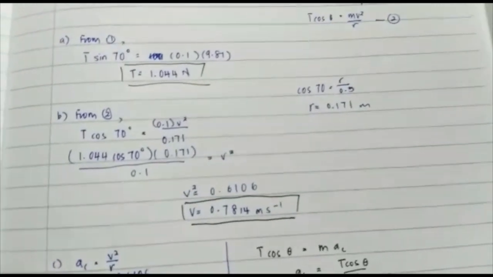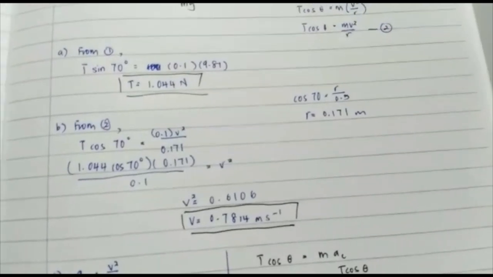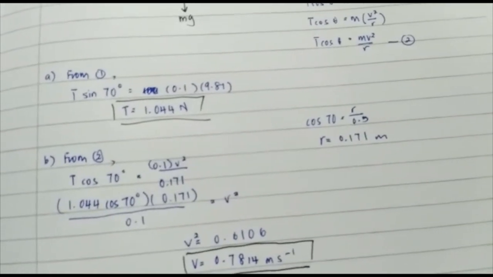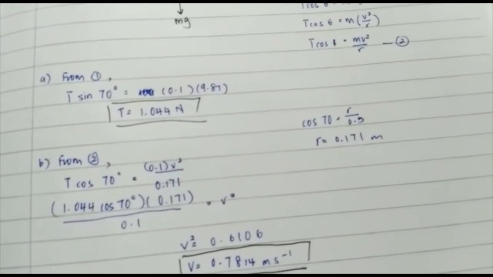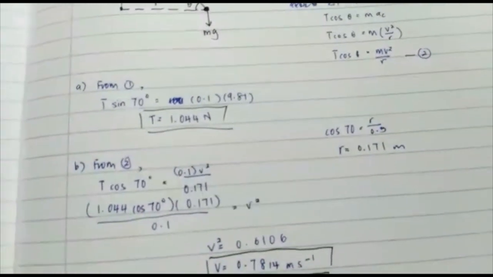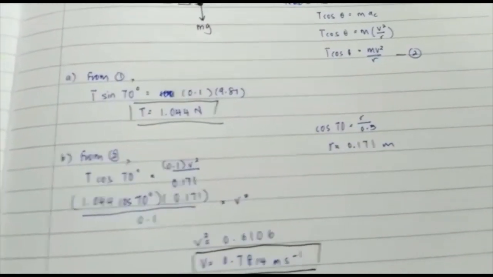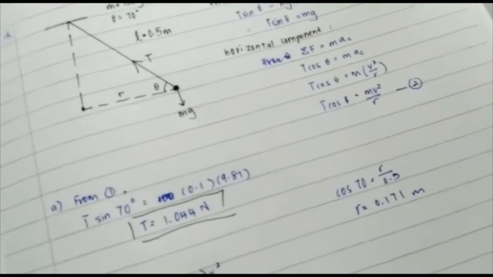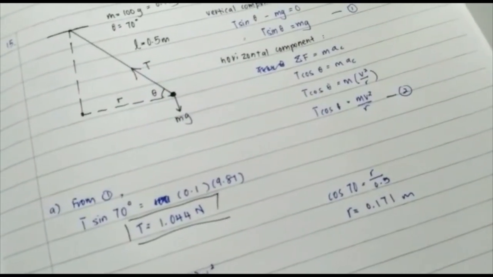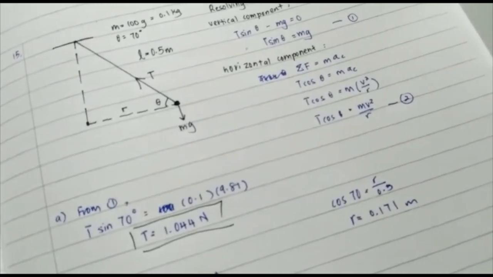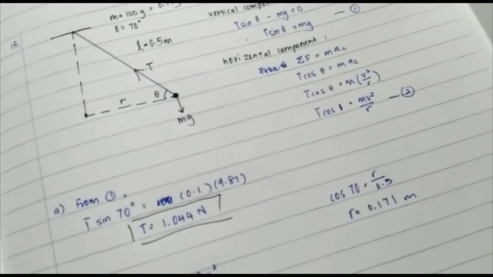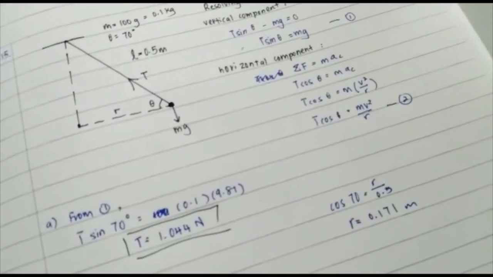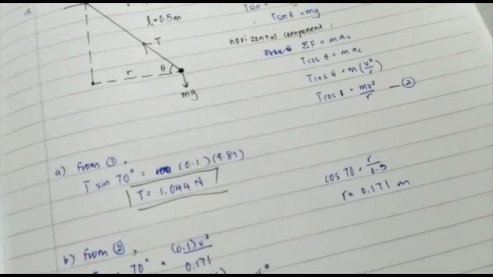Okay, for question B, it says find the speed. So for the speed we use the second equation because the formula has speed. T cos theta equals to mv squared on R. We already have tension, theta, and mass, but no radius. So we need to find it. Because this is a right angle triangle, we can use simple trigonometry. Cos 70 equals to R divided by 0.5, because cos is adjacent on hypotenuse. So the adjacent is the radius, the hypotenuse is the length given, 0.5 meters. So we get the radius is 0.171 meters.